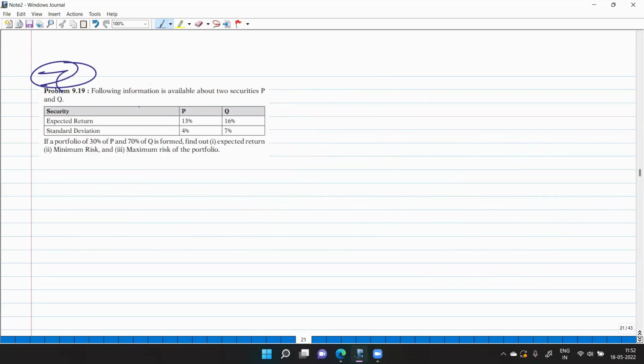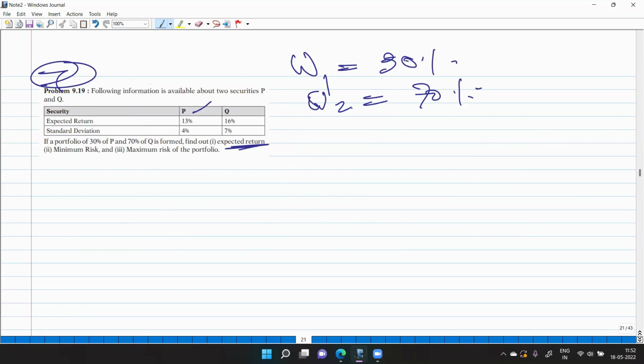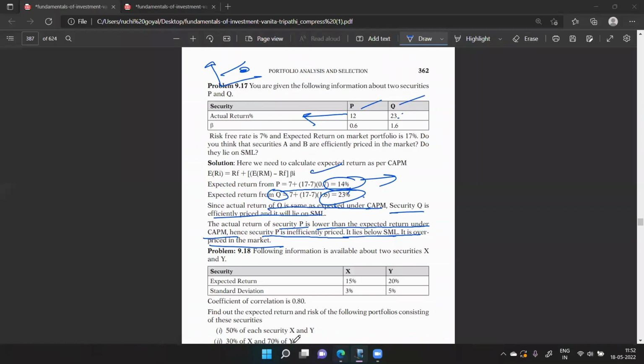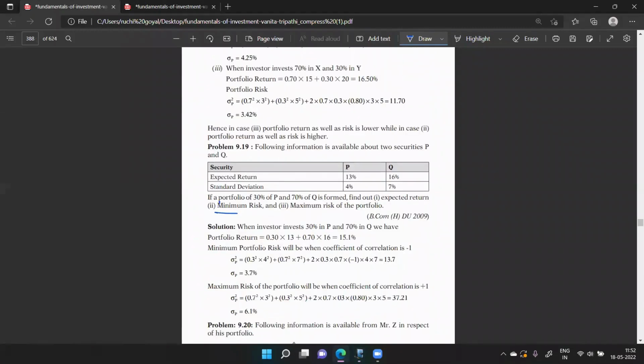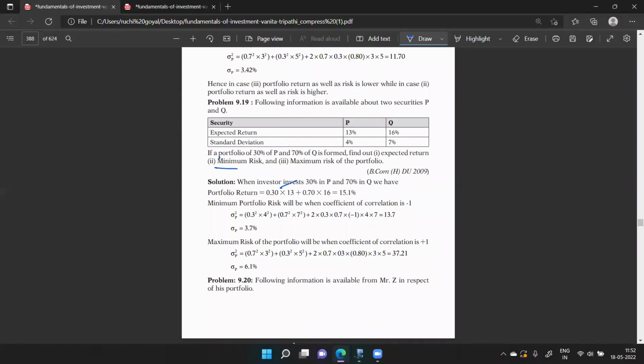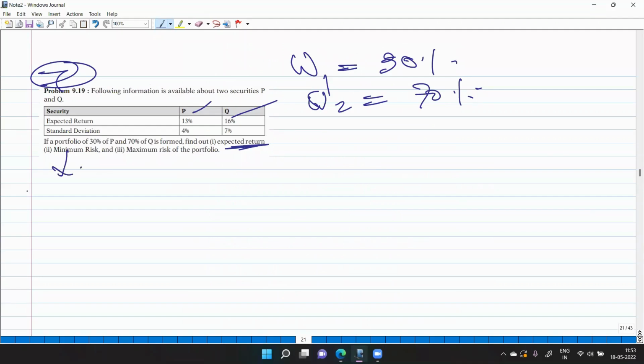7th, the following information is available about the two securities P and Q. Expected return is this. Okay, the portfolio given to me has weight 1 of 30% and weight 2 of 70%. I need to find out the expected return. How will I do it? 30% into 13% plus 70% into 16%. I hope this is what you did because this is very easy. I'm just checking my answers too. See, 0.3 into 13, 0.7 into 16. You will get 15.1%.